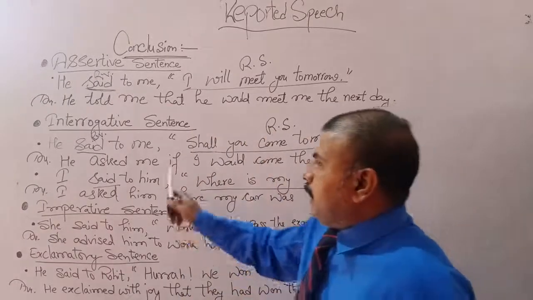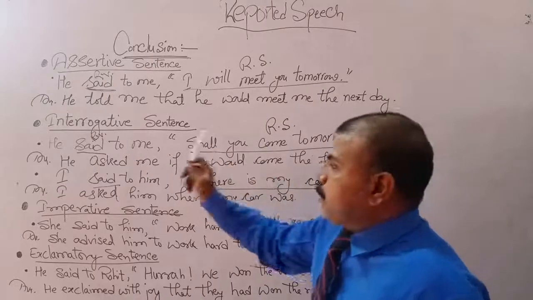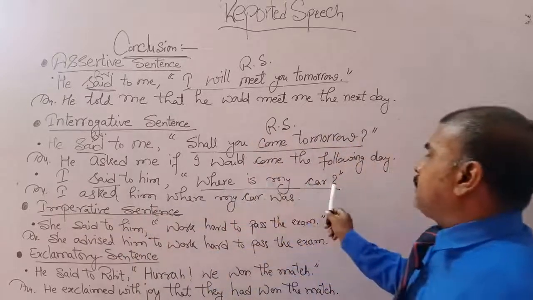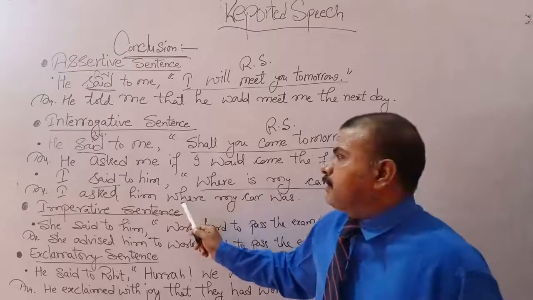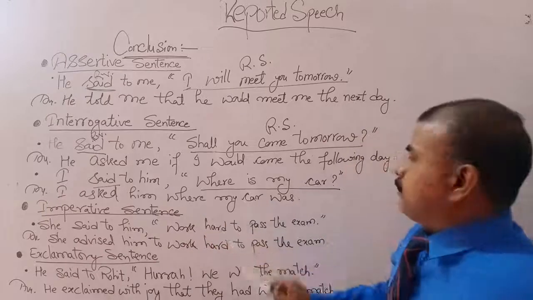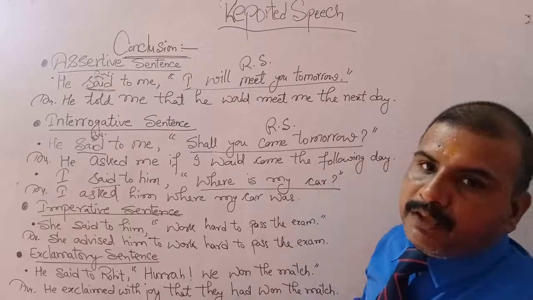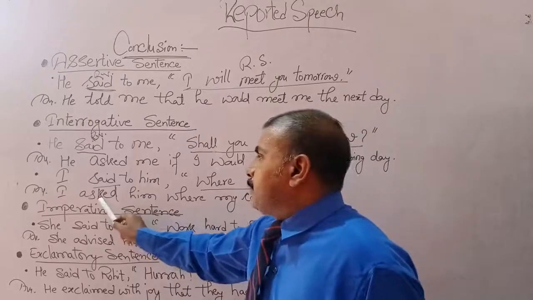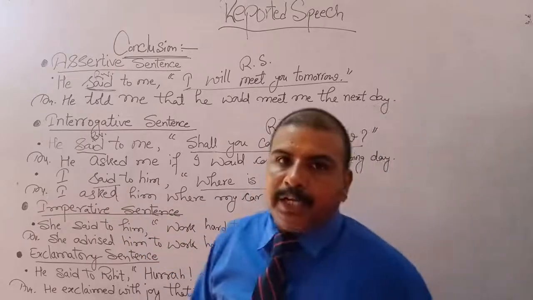Here again, as the kind of sentence is interrogative, we change the verb: "I asked him." As it is an interrogative sentence with a WH question word, we use the same question word here in place of the conjunction "if" or "that." So "where." After that comes the subject, "my car." "Is" denotes present indefinite, so it changes to past indefinite, as the reporting verb denotes past tense. So this is for the interrogative sentence.